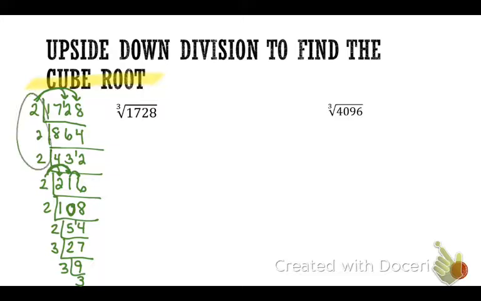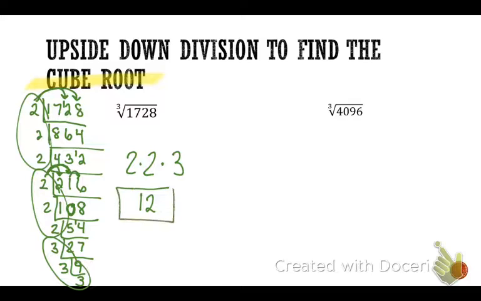3. 1 set of 2s, 2 sets of 2s, 1 set of 3s. 2 times 2 times 3. All right, what's 2 times 2? What's 4 times 3? 12. Okay? On this section of your quiz, I'm going to say, tell me the square root or tell me the cubed root. If you don't have it memorized, you will do the upside down division.